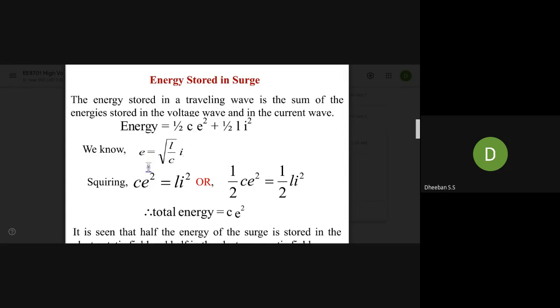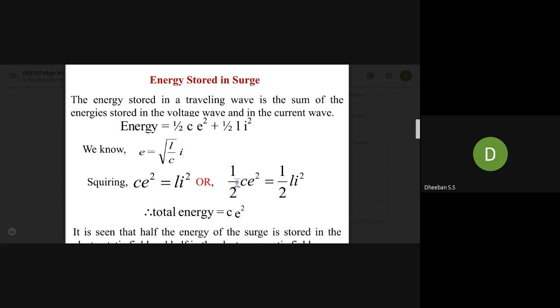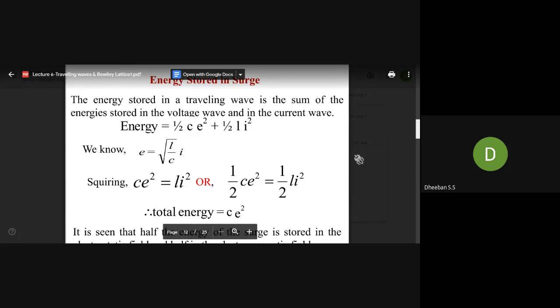You'll be multiplying by 1 by 2 on both sides. So finally, after doing this, you'll be getting half C square is equal to half L i square. So you have to substitute instead of half L i square with half C square. So you can take C square common out. So 1 by 2 plus 1 by 2 will be getting 1. Okay.